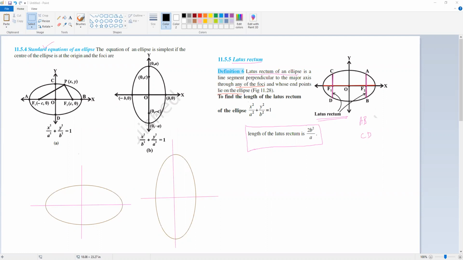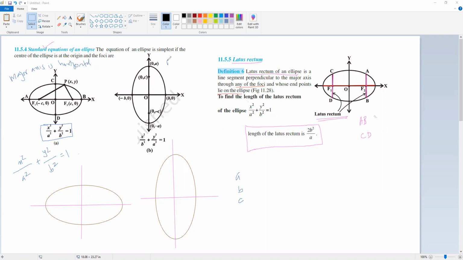Now, a, b, c are all the same: a is the semi-major axis, b is the semi-minor axis, c is the distance from the center to the foci. If the major axis is horizontal, in the first case, the equation is x square upon a square plus y square upon b square is equal to 1.